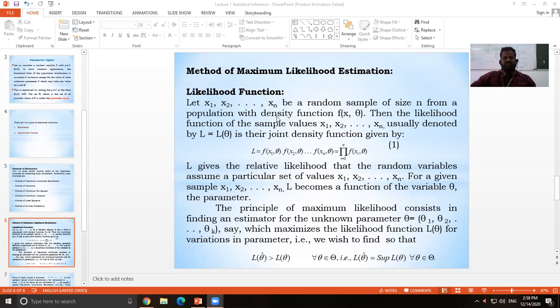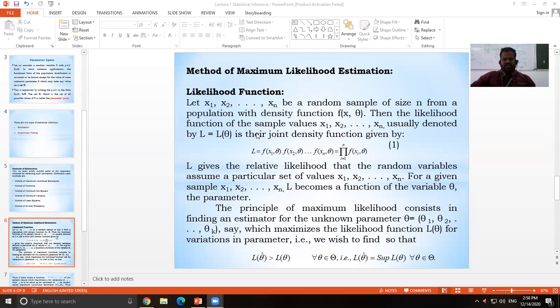First, we would like to know what is meant by the likelihood function. Let x1, x2, etc., xn be a random sample of size n from a population with density function f of x comma theta. First, we have to draw the random sample of size n from a population, and its density function is f of x comma theta. This is the general density function for any distribution.